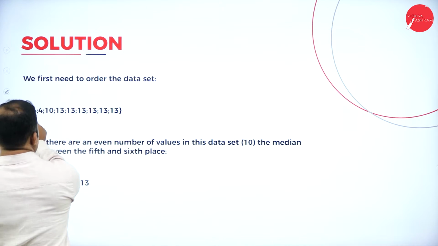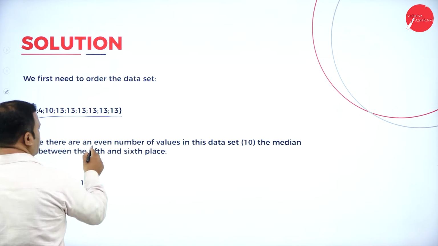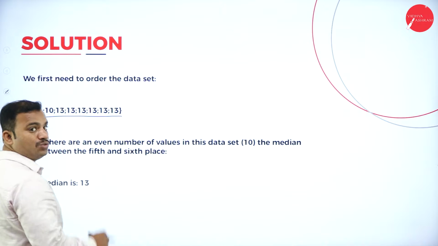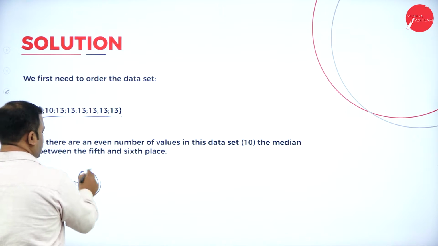So the same thing: we have sorted it in increasing order, and since there is an even number of elements, we take the middle two elements and divide their sum by 2 to get the value, which is equal to 13.